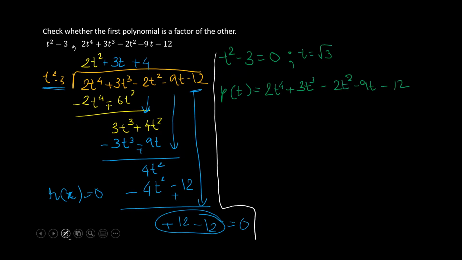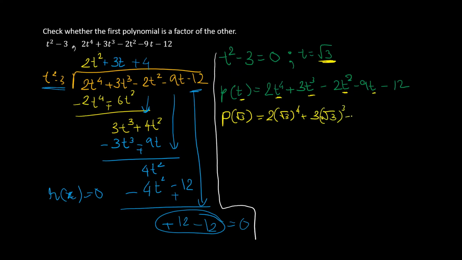Now we are putting the value of t here as under root 3, and similarly we have to change everywhere as under root 3 wherever there's a t. So p of under root 3 will be 2 under root 3 whole power 4 plus 3 under root 3 cube minus 2 under root 3 square minus 9 into under root 3, and that's minus 12. Okay, now we'll solve this. Let's see what we'll get.